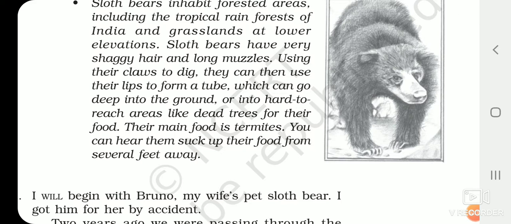Now here, students, termites means it is a kind of ant which attacks the wood. Termites also attack in our homes, and then we have to do the whole process of removing the wood and again getting it replaced. So those are called termites, which we also call deemak.